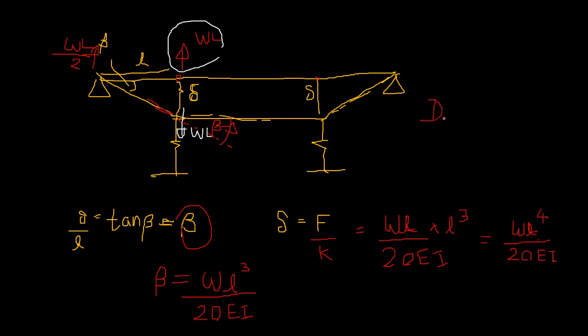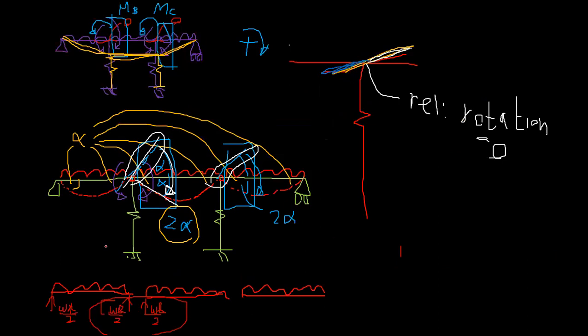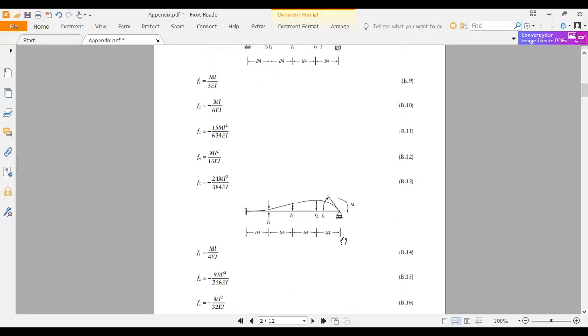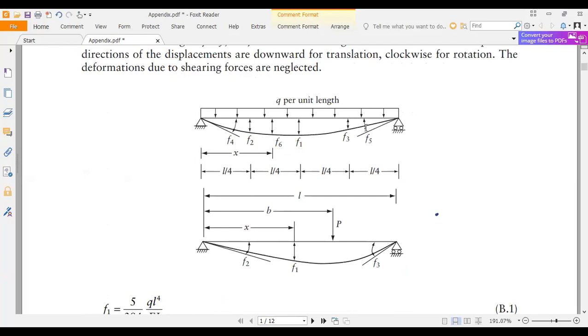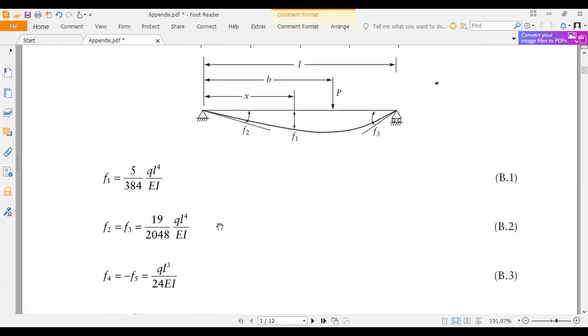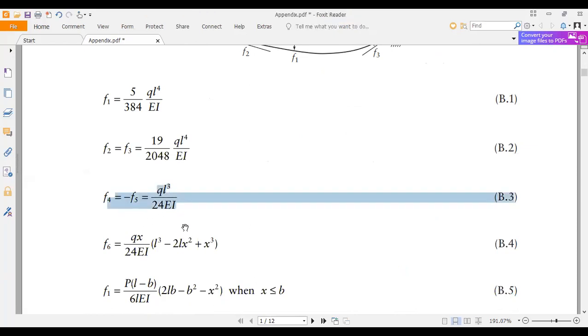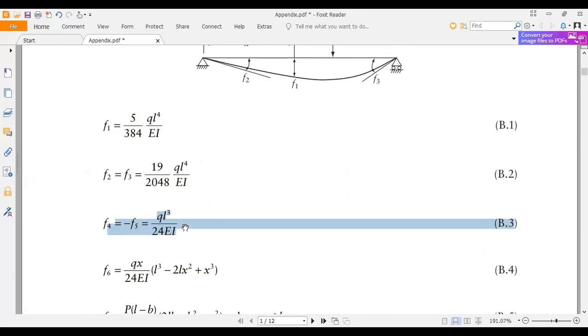So your D1 is going to be the displacement at the first coordinate of the primary structure, actually the relative rotation. So that's going to be 2 alpha minus beta, right? So alpha you need to find. So if you apply W like this, what will be alpha? So we can go for the appendix. And if you apply W, you need to find F5 or either F4. So that's going to be QL cube over 24 EI, right? So that's going to be QL cube over 24 EI, and it's going to be multiplied by 2, right?